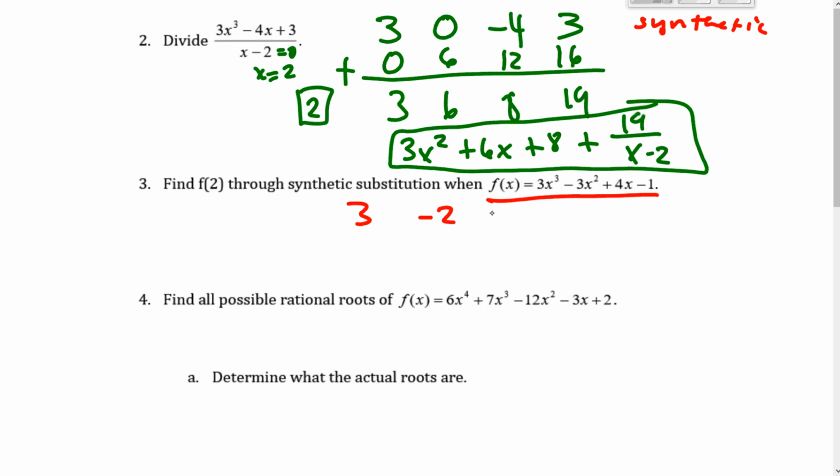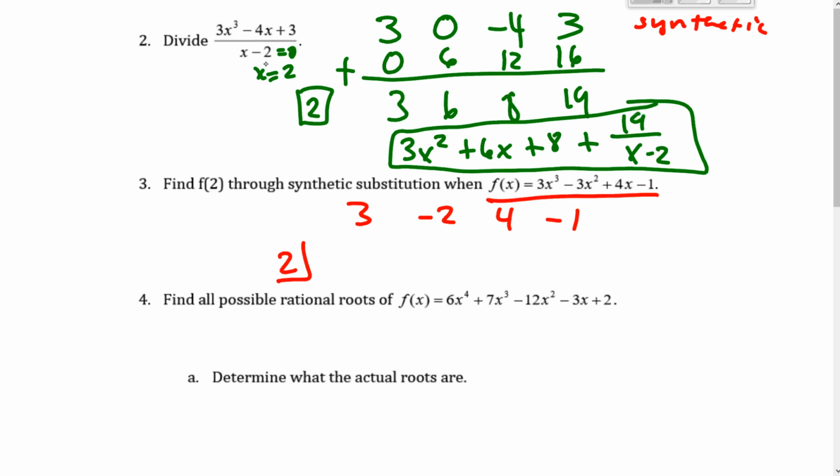Alright, use synthetic division. So we have 3, -2, 4, and -1. They're all in order. I have a cubic, so I have four numbers there, and I'm plugging in 2 because this is x equals 2. Right? This is not a factor. Right? X minus 2 is a factor on the top one.